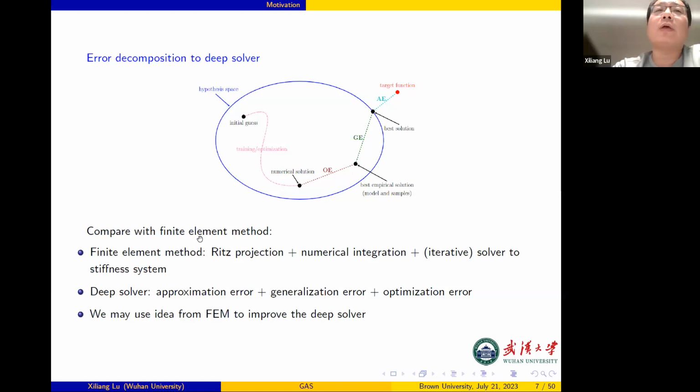So if we consider the finite element method, we know we need to consider the risk projection, which is the gap between the finite element solution and the real solution. And also we have the numerical integration, and the linear system can be solved iteratively. For the deep solvers, which also have three parts, they are not equivalently one-to-one corresponding, but we can have this approximation error plus generalization error, more or less like the risk projection.